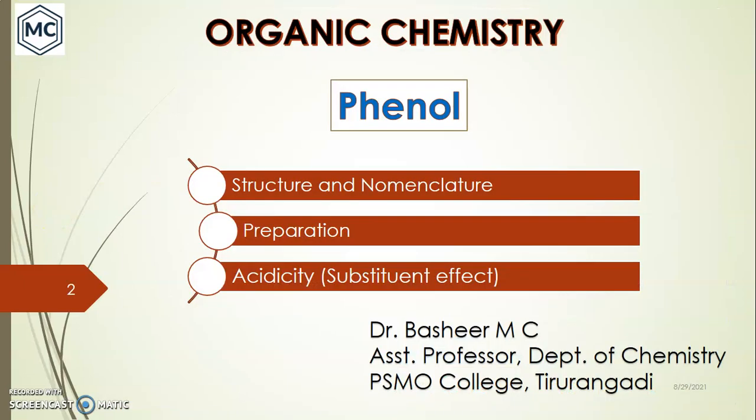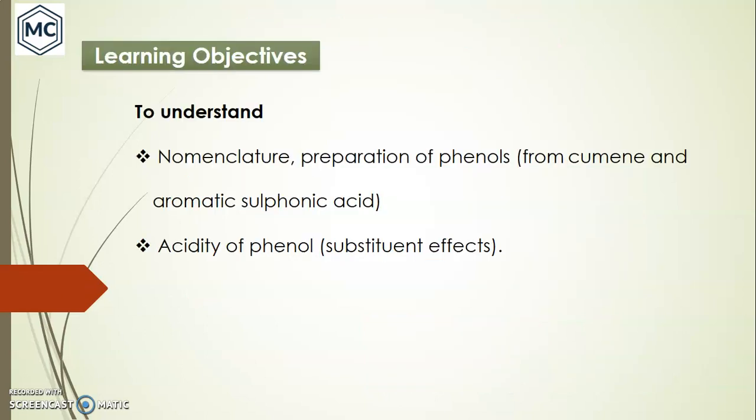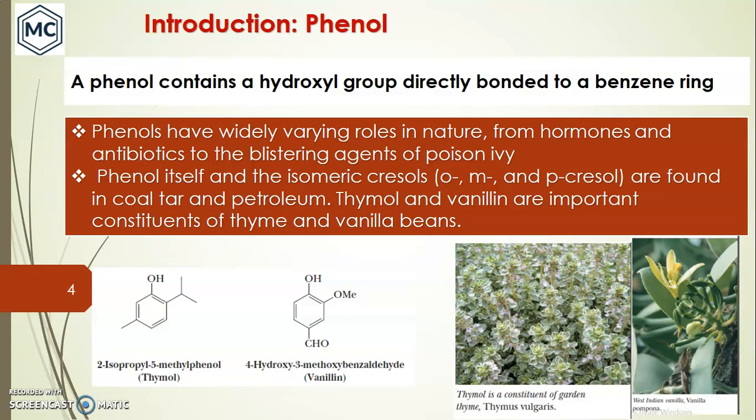Today I would like to discuss with you the topic phenol: structure and nomenclature, its preparation and acidity, that is substituent effect. So a phenol contains a hydroxyl group which is directly bonded to a benzene ring. Phenols have widely varying roles in nature, from hormones and antibiotics to the blistering agents of poison ivy.